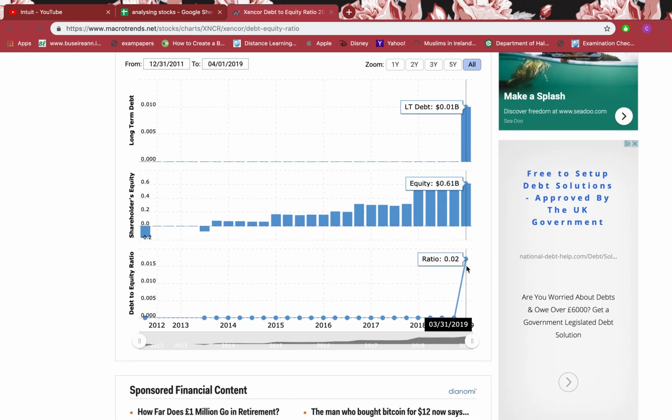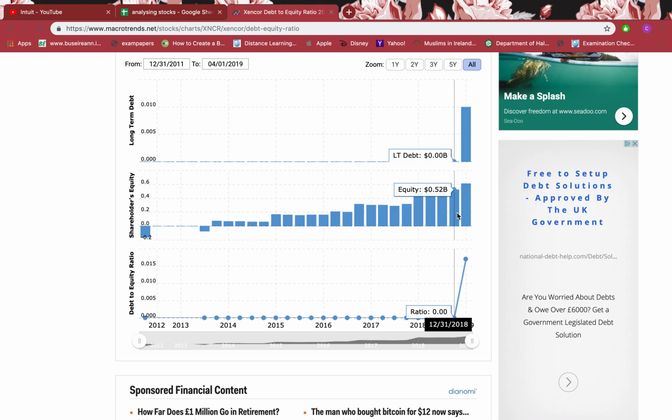Let's have a look. Right now it's 0.02, which means that the company is mainly operating on equity. So 0.02 is very secure. It means there's a lot of margin of safety. So this is doing very good. 0.61 is the equity, 0.01 is the long-term debt.